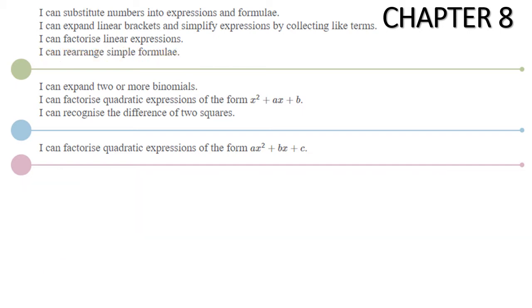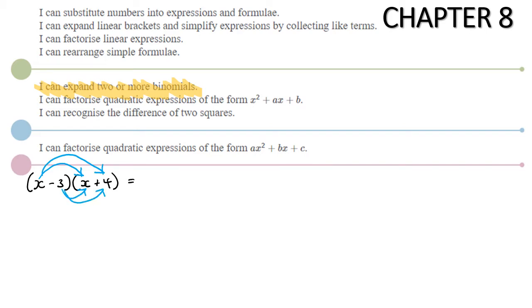The next bit says to expand 2 or 3 binomials. In other words, 2 or 3 brackets. So let's start with 2 brackets and expand them. Let's start with a simple one, x minus 3 times x plus 4. So we'll expand the brackets. Here, you can use arrows. Some people use a grid, totally up to you.